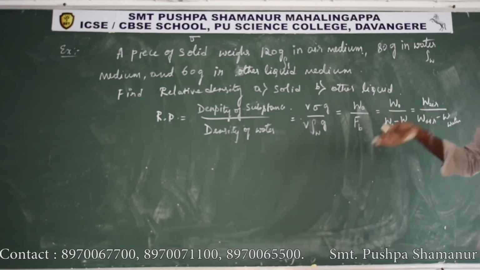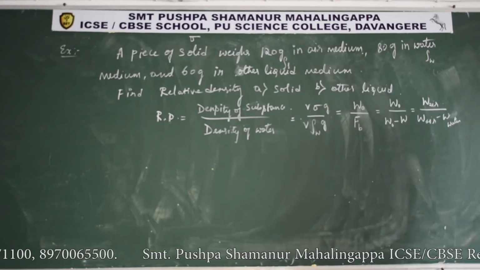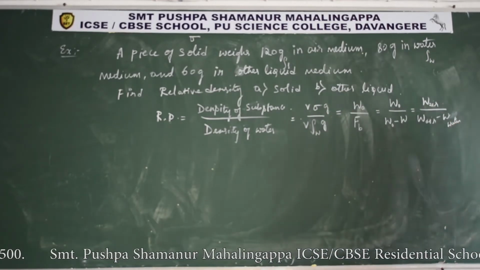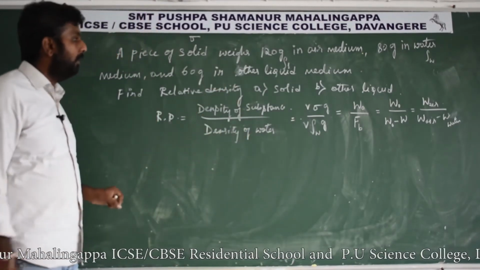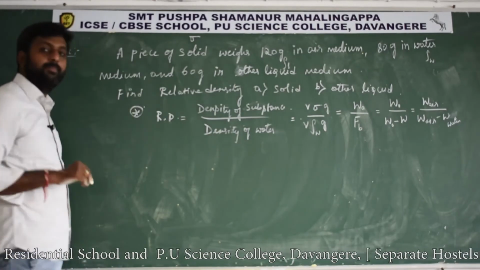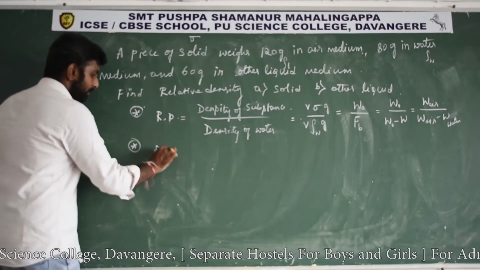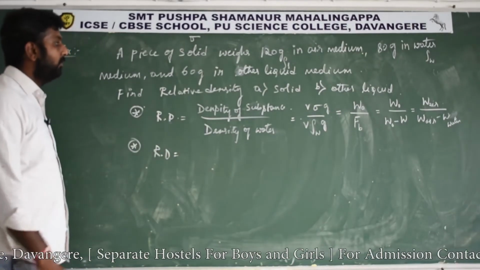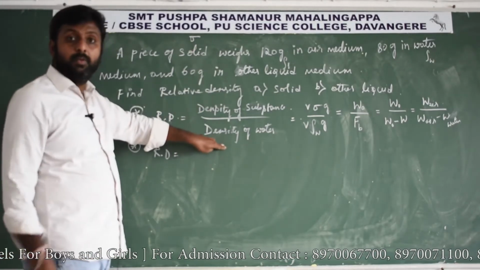In this example, first we are comparing with the density of water, right? Hence, weight in water medium. Remember that formula, and this is one formula. Okay, one more formula I will explain. The relative density is equal to, here I am comparing the density of solid with water.